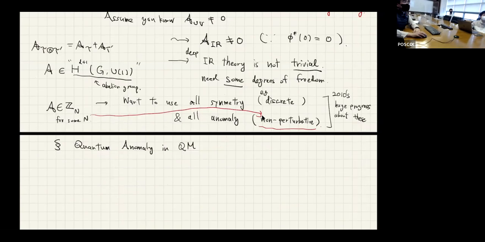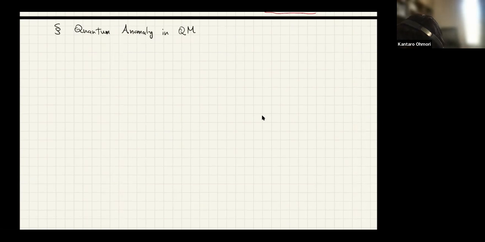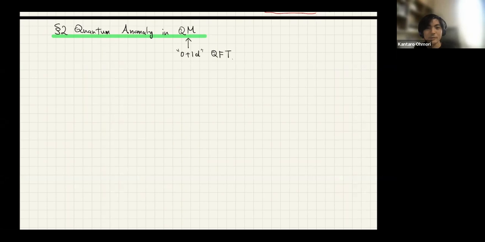Yeah, so let me start from the quantum anomaly in quantum mechanics. So this is chapter 2, or section 2. Here I regard quantum mechanics as 0 plus 1 dimensional QFT. It's like the QFT defined on that point. And it's convenient to start from lower dimensions because the structure is more simple.